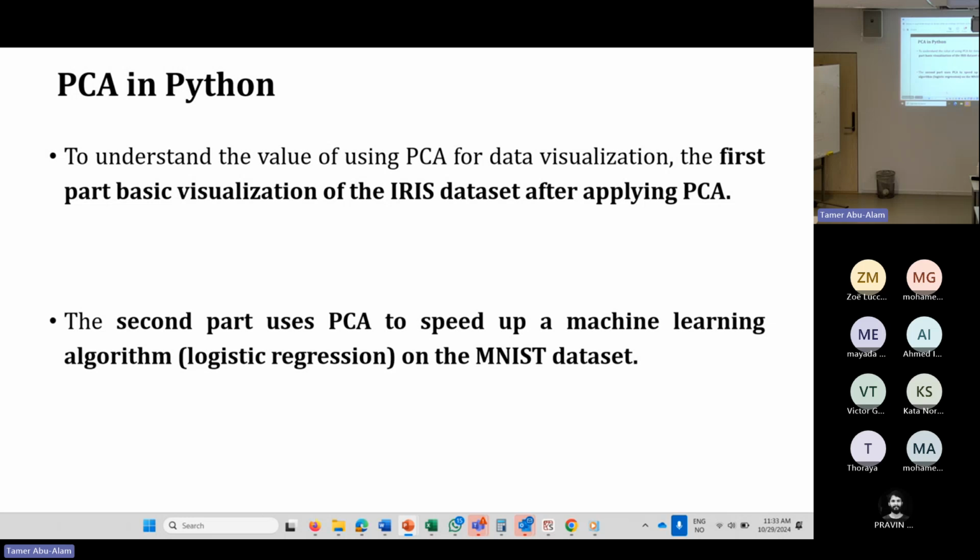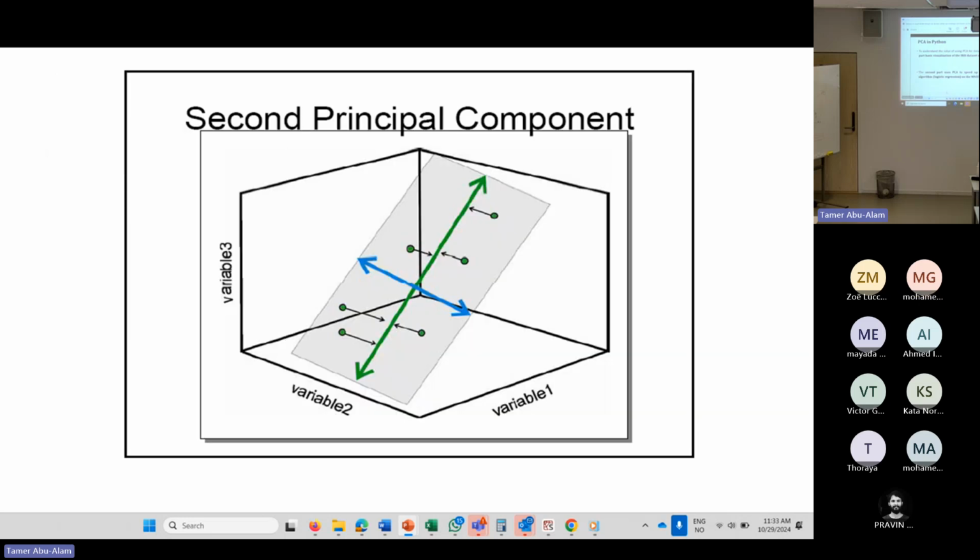Can you go back here? Yes, thank you. It was just the perpendicular line. So that whole line is PC2, right? Yes. But for PC3, could you take the cursor and show where PC3 is? Well, it is not easy to visualize here, but PC3 is the perpendicular to this plane. Yeah, makes sense?